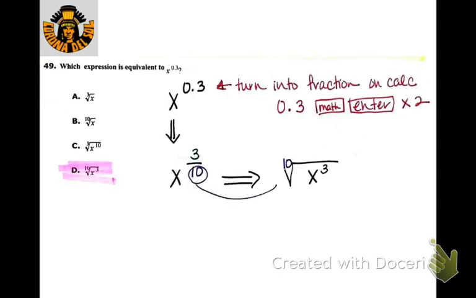All right, tough to read on this one. It was really tiny. So x to the 0.3, which is 3/10. So then we can change it to a radical, 10th root of x cubed.